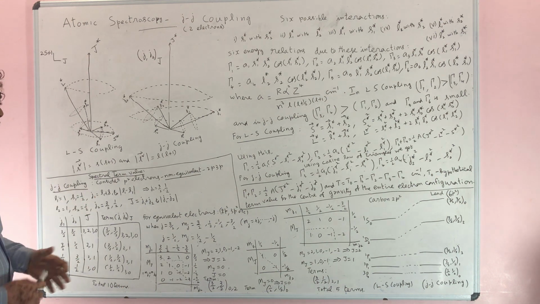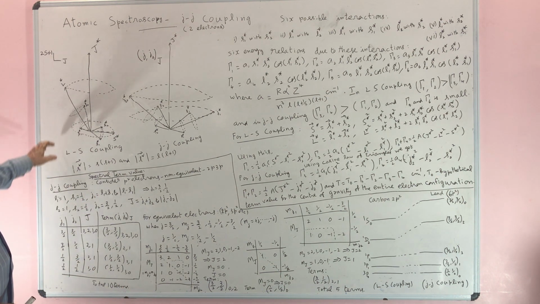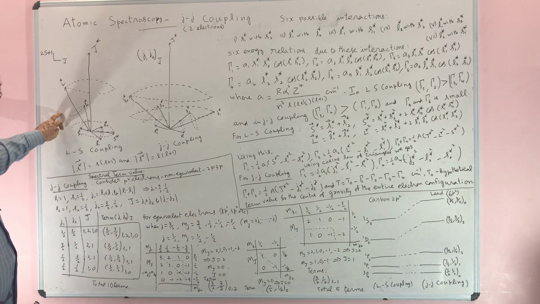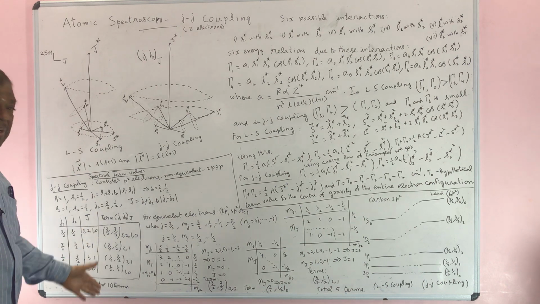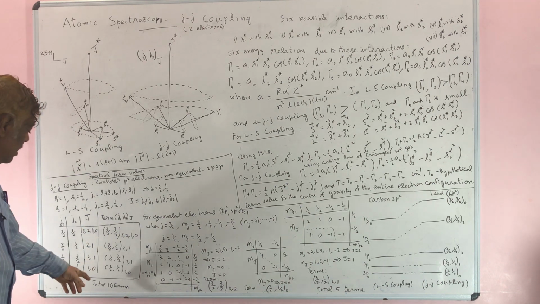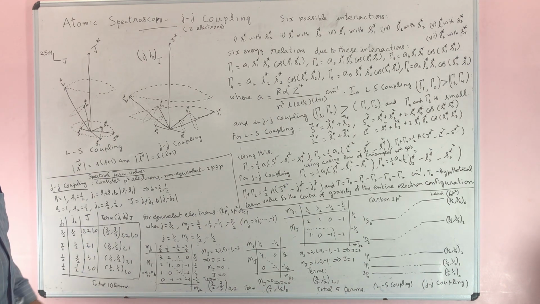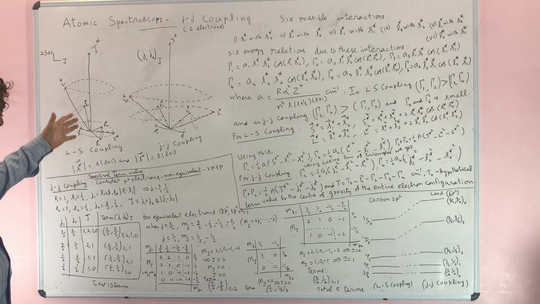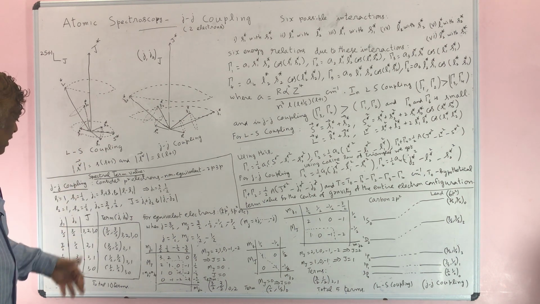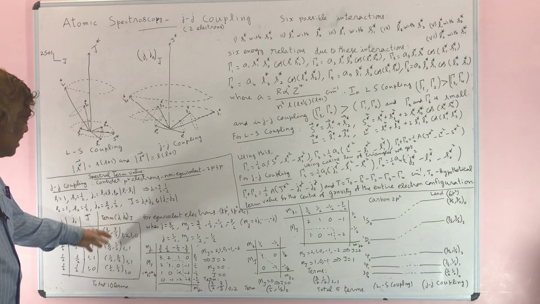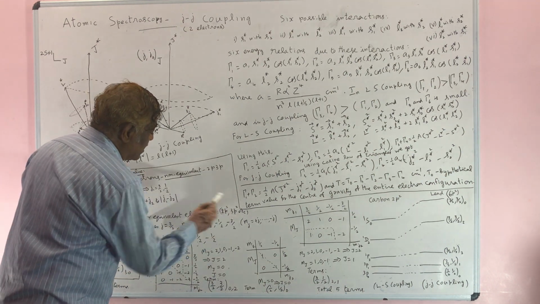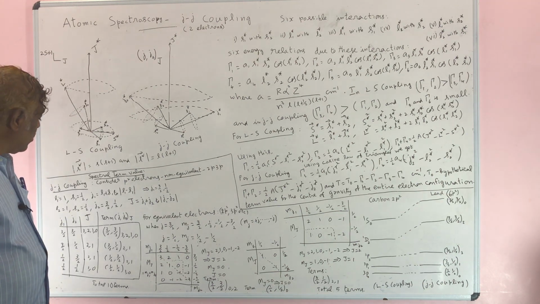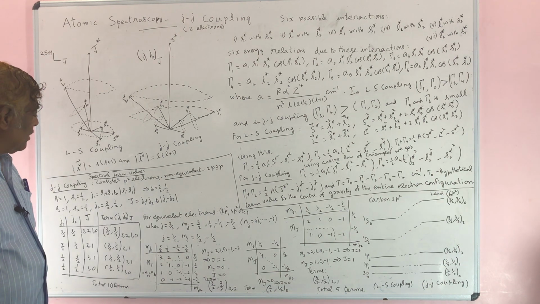So the number of terms that arise in the LS coupling scheme is the same as the number of terms that arise in the JJ coupling scheme. So both are the same. This is 10 and this is also 10, but the representation or the designation will be different. Suppose for equivalent electrons, let us calculate the spectral term.